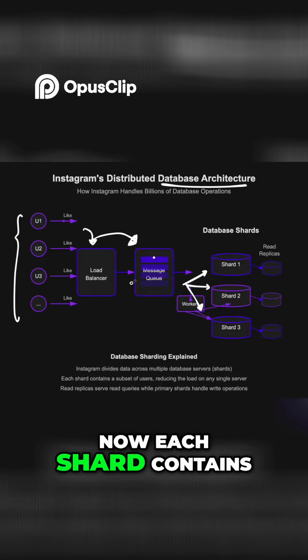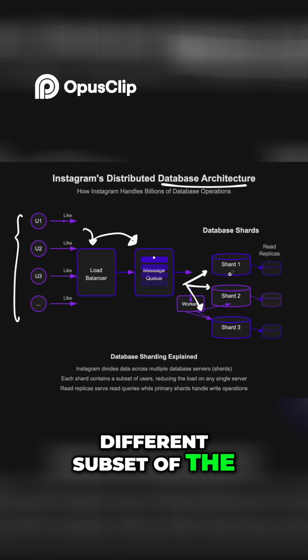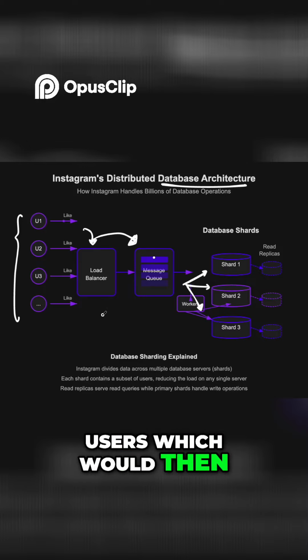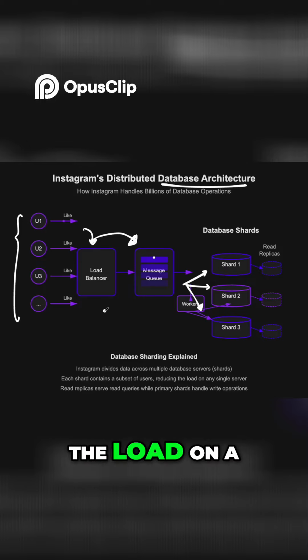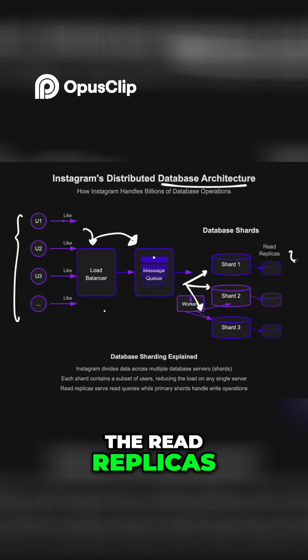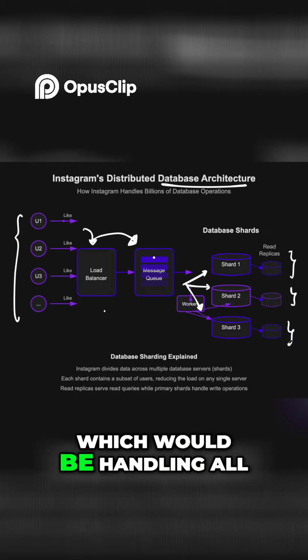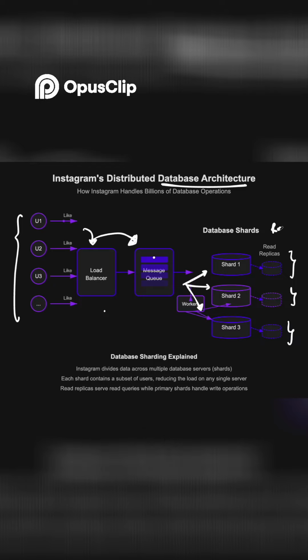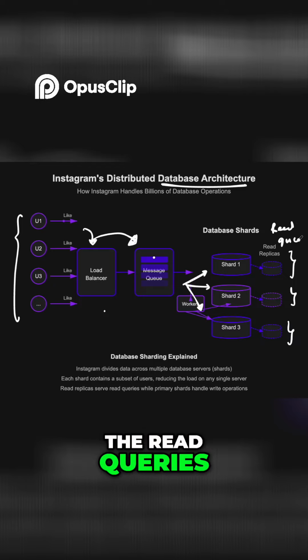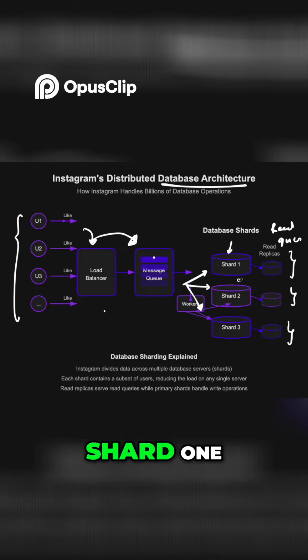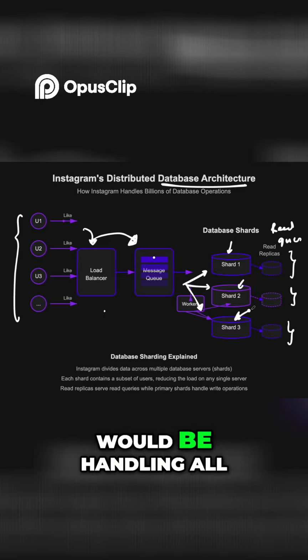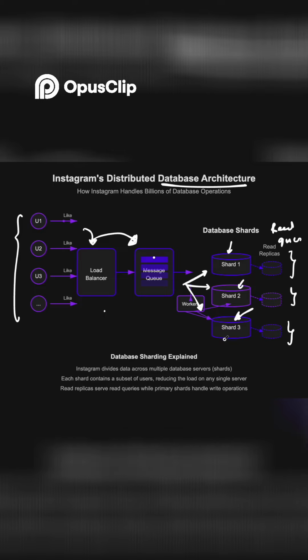Now each shard contains a different subset of the users, which reduces the load on a single server. And we also have the read replicas, which handle all the read queries, and primary shards, shard 1, 2 and 3, which handle all the write operations.